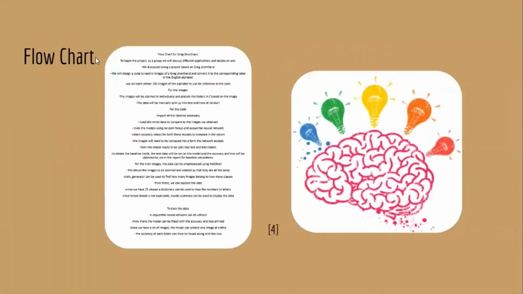So this is how we broke down the overall design of the project. We discussed as a group different applications, and we decided that we wanted to use the Greg shorthand model. This is because this is the idea that corresponded most to us as biomedical engineers. So we wanted to design a code that was able to read in the Greg shorthand alphabet and convert it to the corresponding letters of the English alphabet.